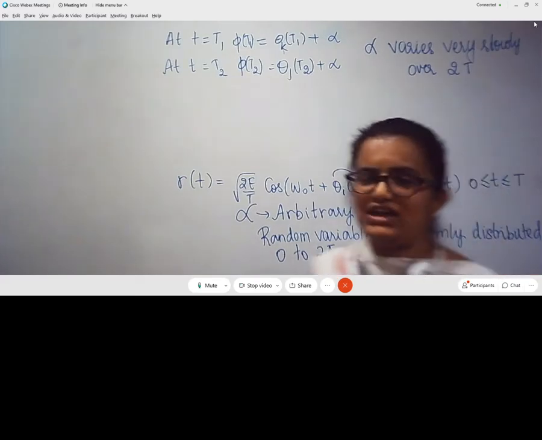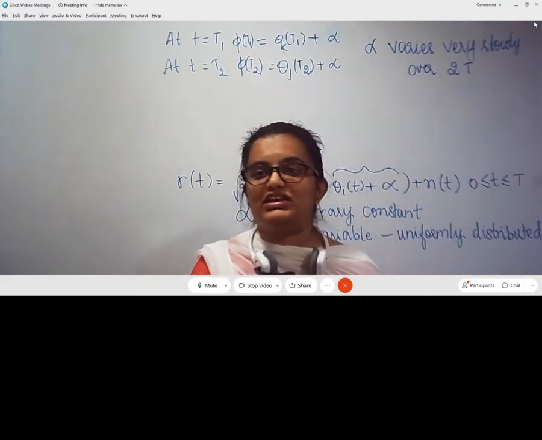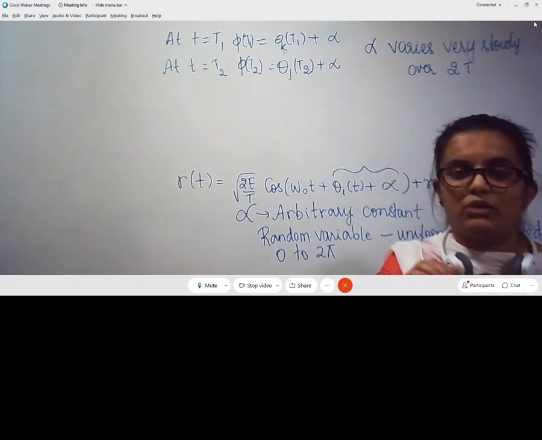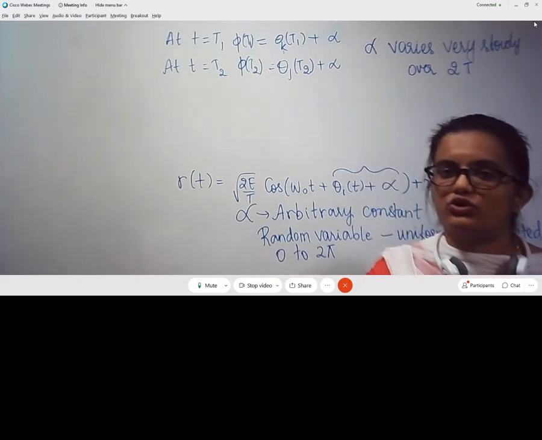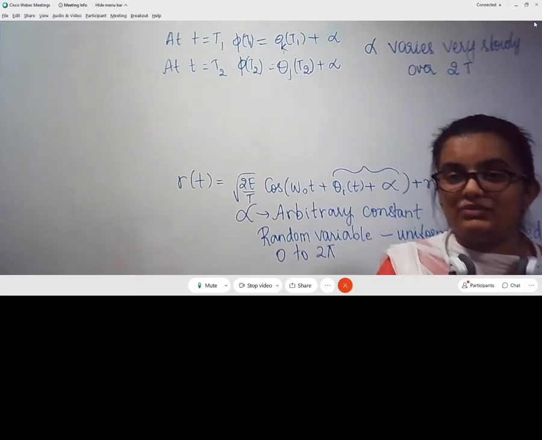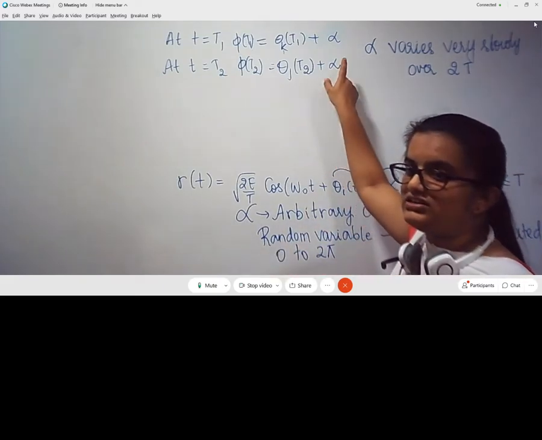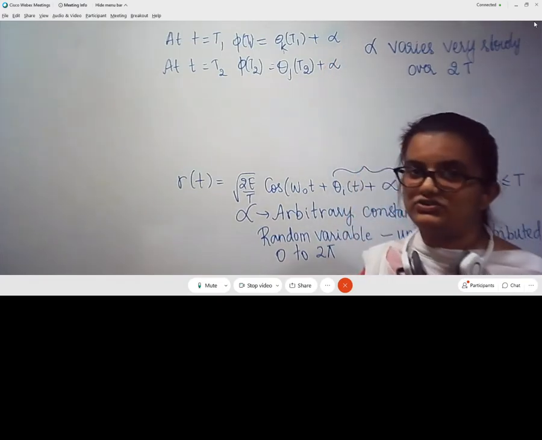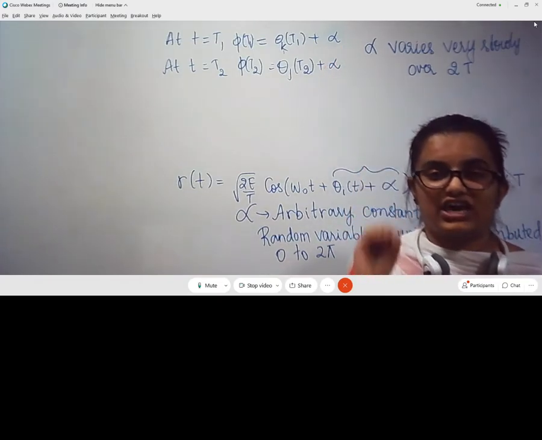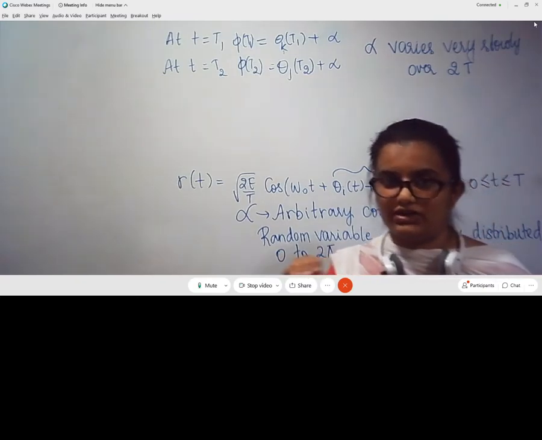Why? The channel need not change very instantly. The channel will always have a progressive change, or rather we can estimate the channel variation. So what we are assuming here is that this arbitrary change in the phase of the received signal will change very slowly over 2 symbol durations.